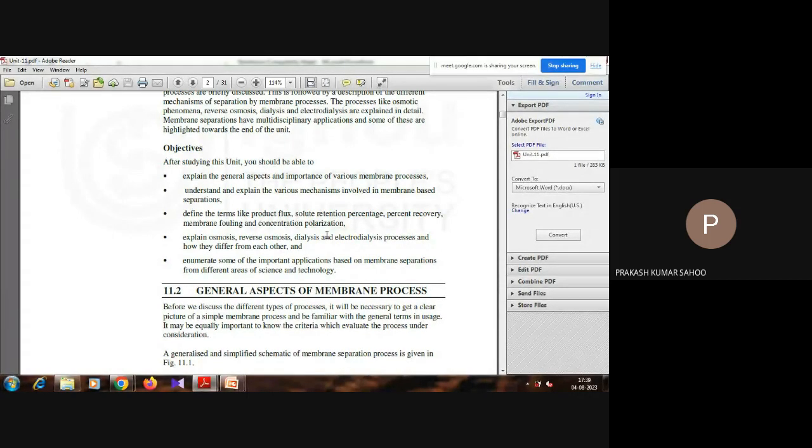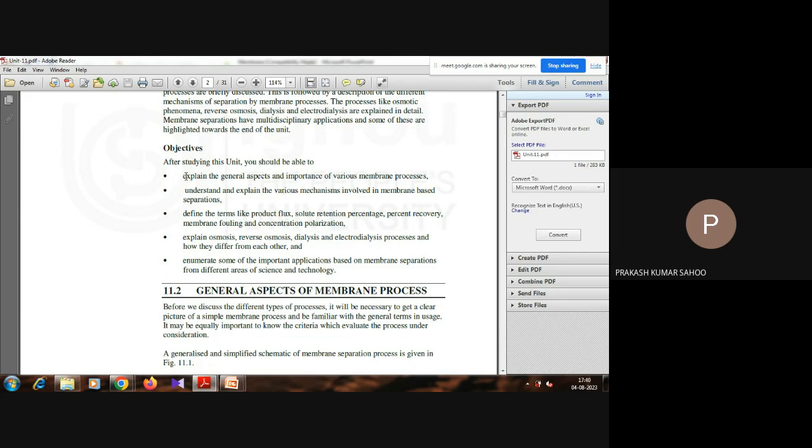Explain osmosis, reverse osmosis, dialysis, electrolysis processes, and how they differ from each other. And the last one will enumerate some of the important applications based on membrane separation from different areas of science and technology.